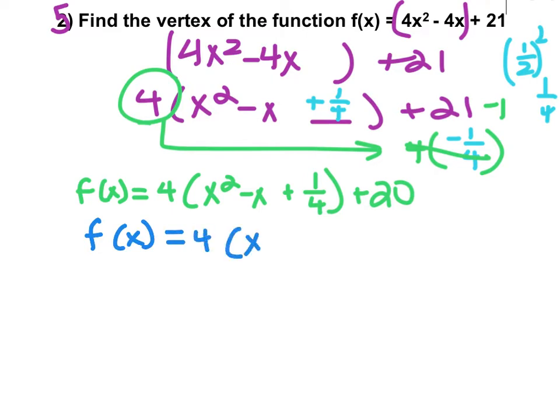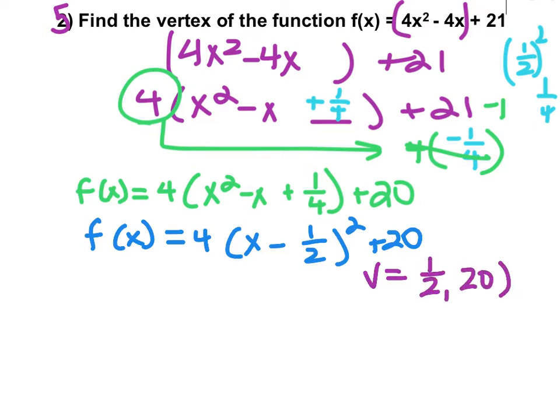Square root the first term, square root the last term, take the sign from the middle, put it in parentheses and square it. And now my equation's in standard form, and I should quickly be able to get the vertex out of it, which would be what? 1/2 and 20. Good. Questions on that method? Russell?